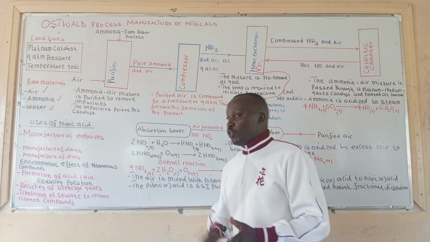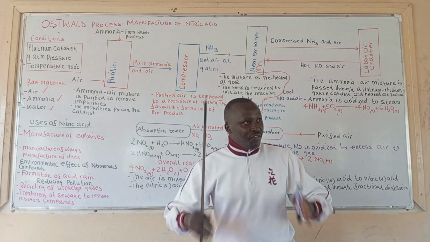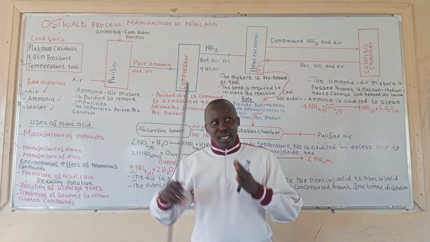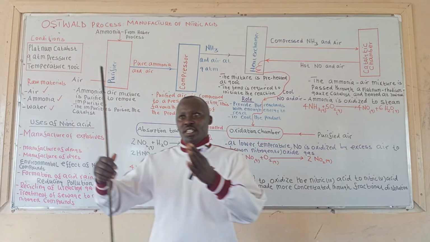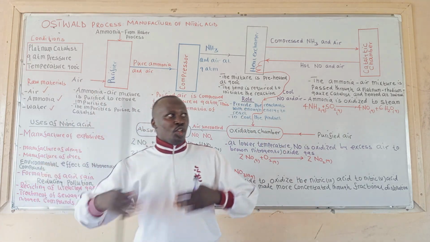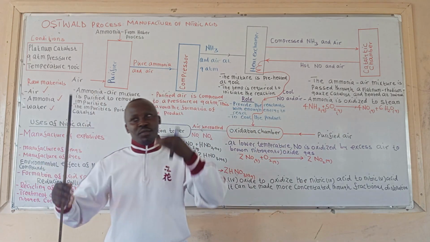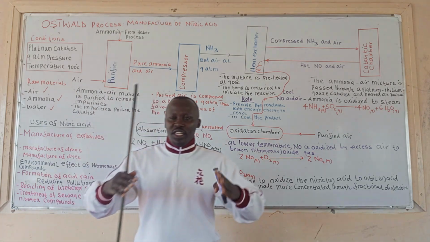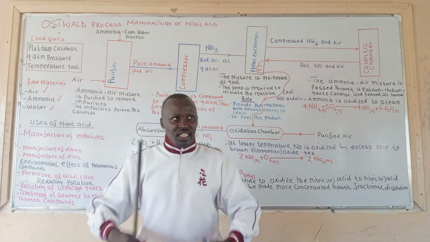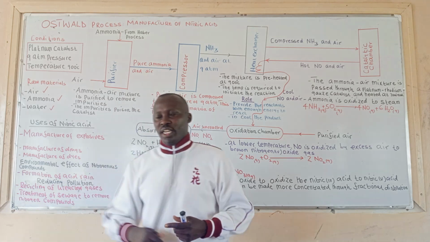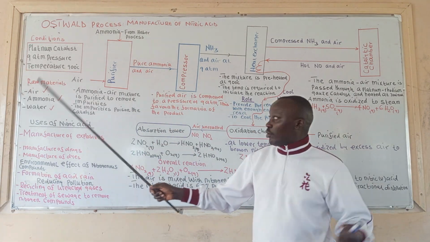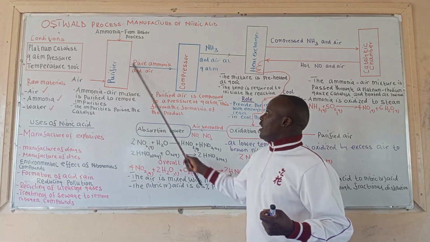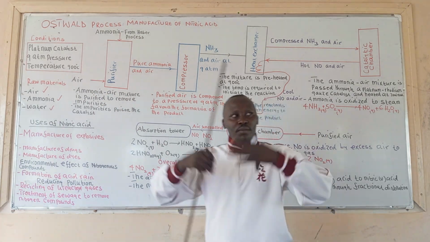So in the first stage, the raw materials are air and ammonia, and ammonia in this case is obtained from the Haber process. So the source of ammonia is the Haber process. The Haber process is the large-scale manufacture of ammonia. So you take ammonia from the Haber process and air into the purification chamber, the purifier.